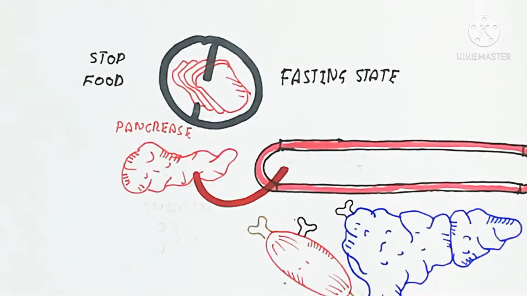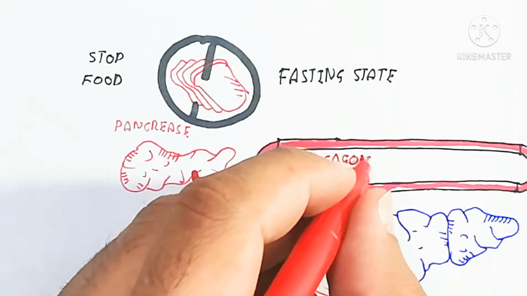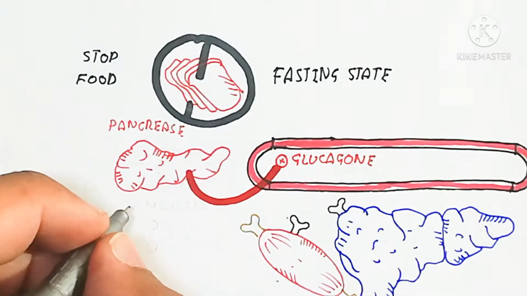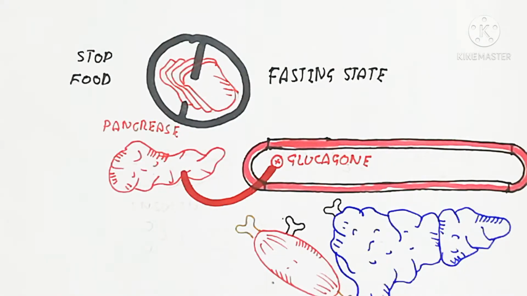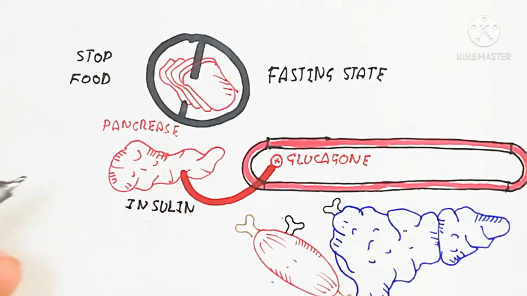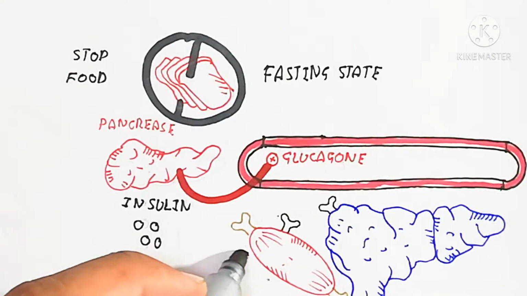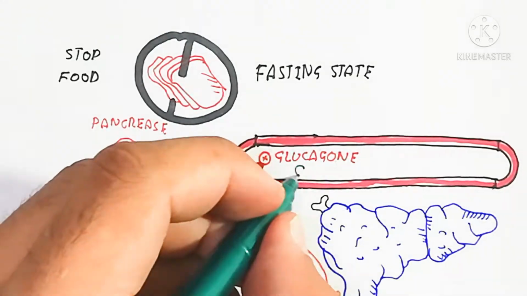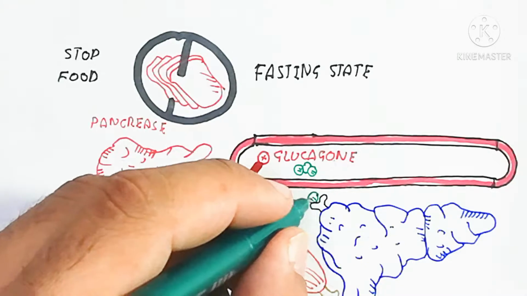So here is the pancreas. When we are not eating food, we are going into the fasting stage, and during the starvation stage the insulin level will be decreased, while the glucagon level will be increased. Why does insulin decrease? Because insulin is the anabolic hormone, which is used for anabolism and absorbing sugar into the muscle and liver to synthesize glycogen.